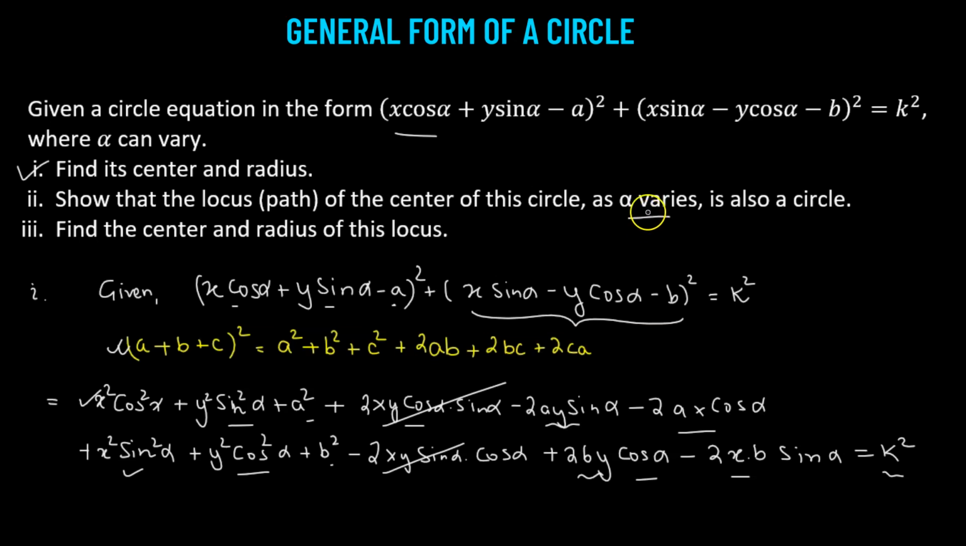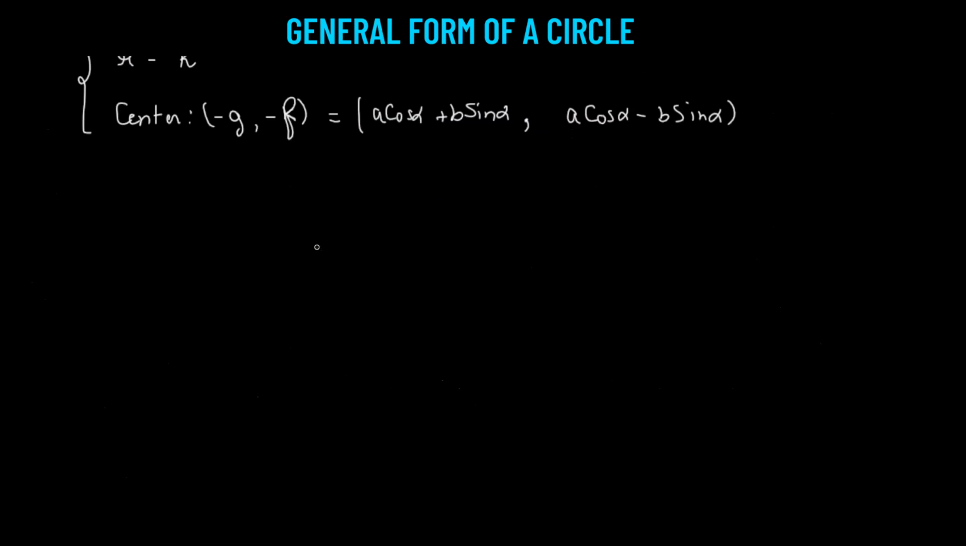That means we're going to change alpha. So if we vary alpha, then we are going to get something else. We have to show that whatever shape we get, whatever geometrical figure we get, it must also be a circle. How do we show that? So now that we have the center of our original circle, what is its x coordinate?